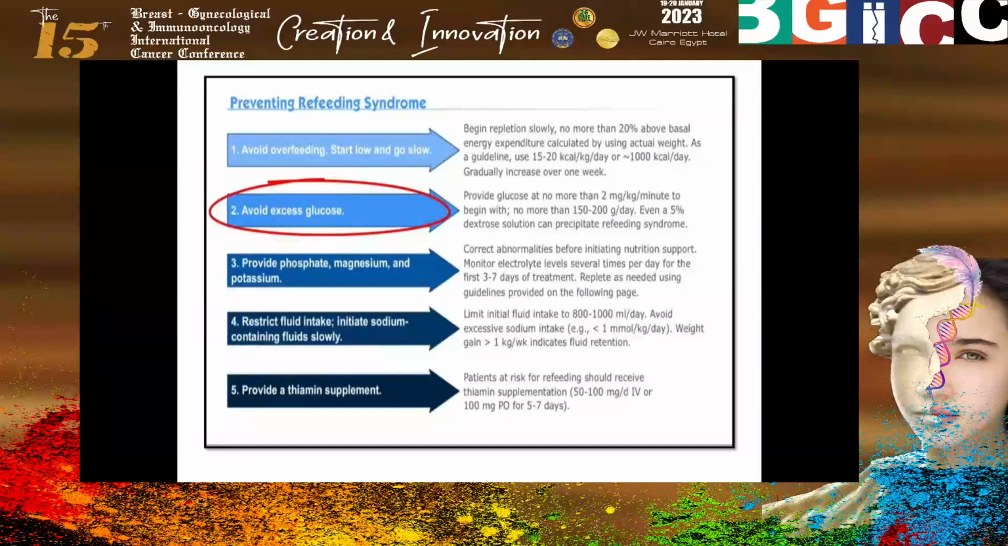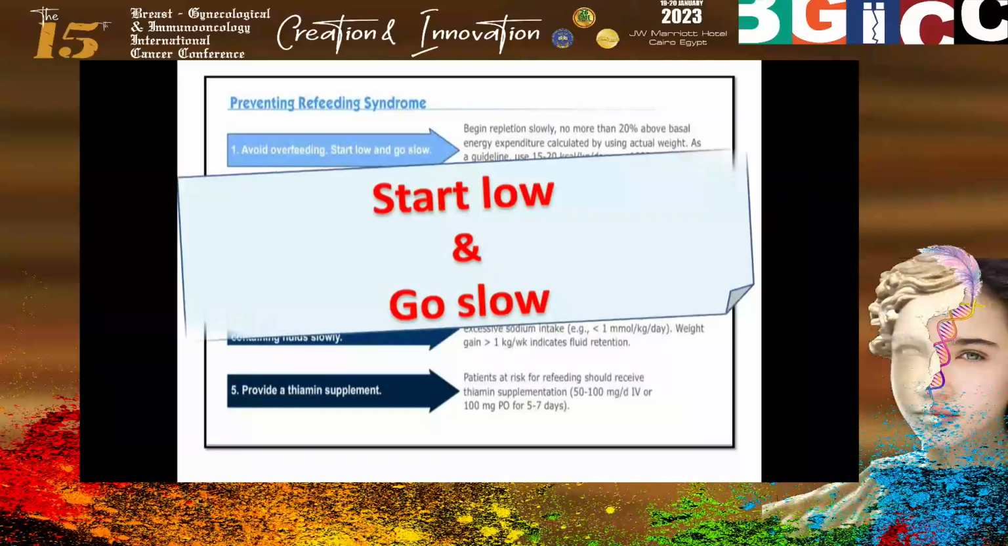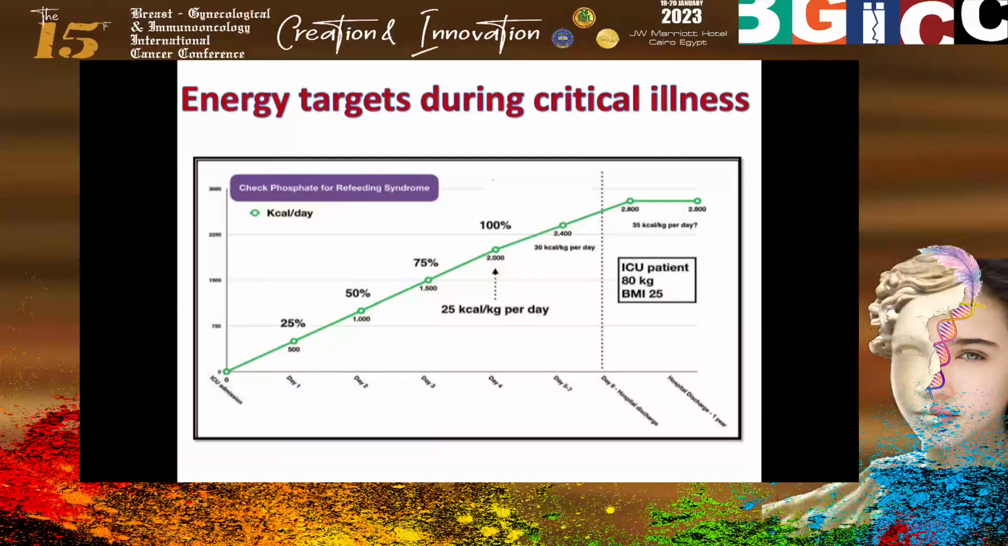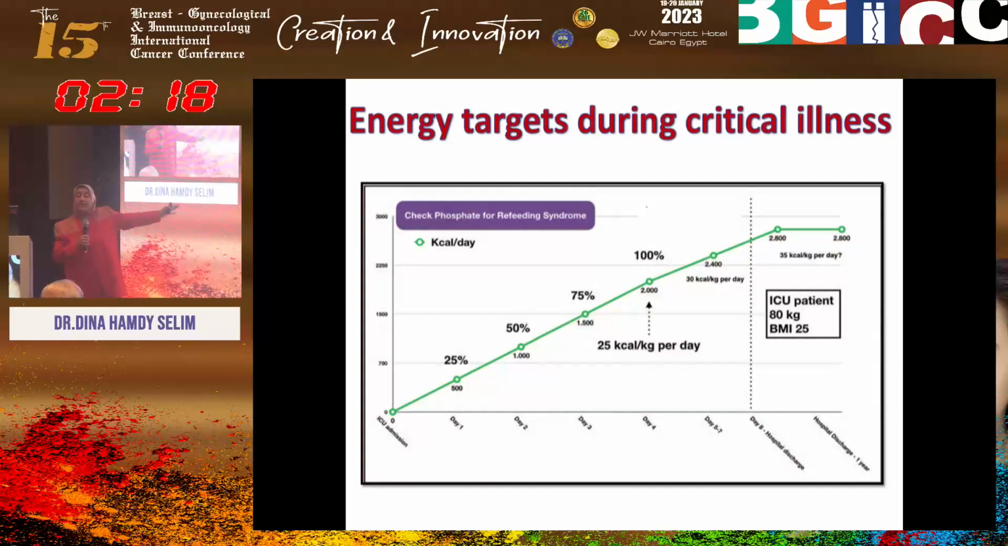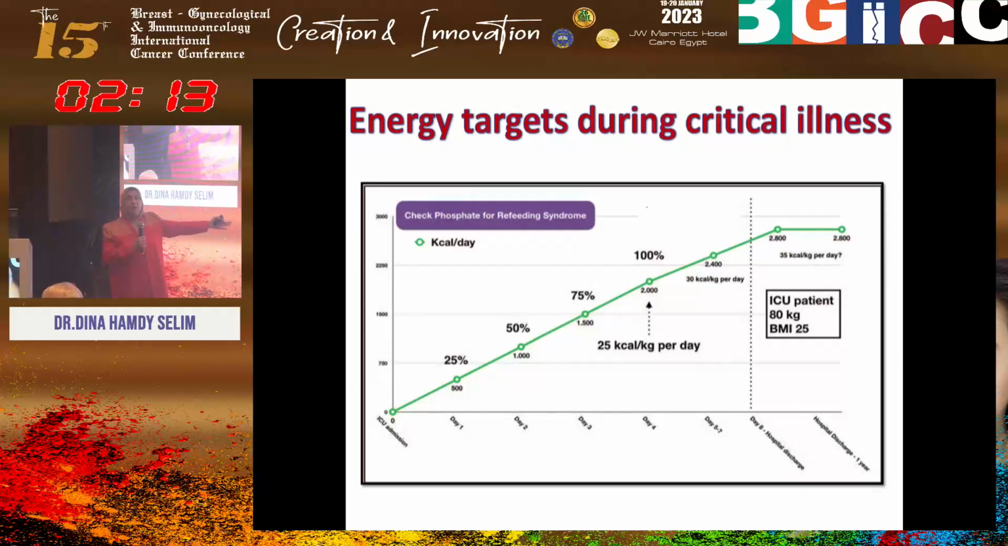To prevent refeeding syndrome, we have to stick to this: start low and go slow. This curve illustrates what this means. Starting at 25%, after 2 days 50%, after 4 days 70%. By the end of the week, we will reach the total needs of our patient, and he will safely tolerate this amount as his electrolytes are adjusted and his phosphorus level is corrected.